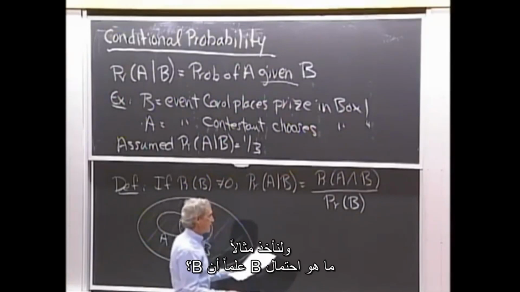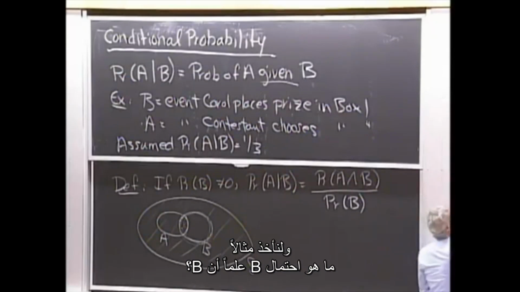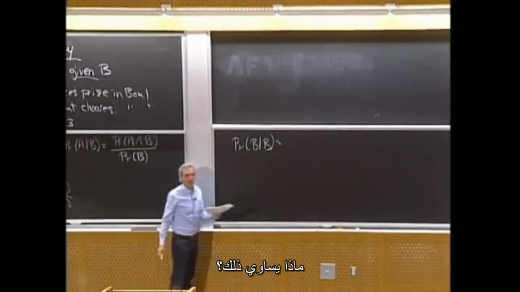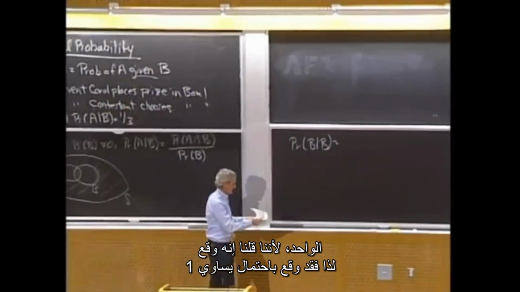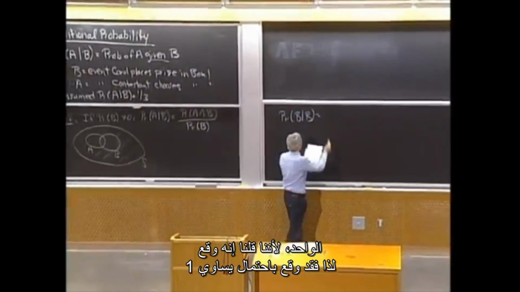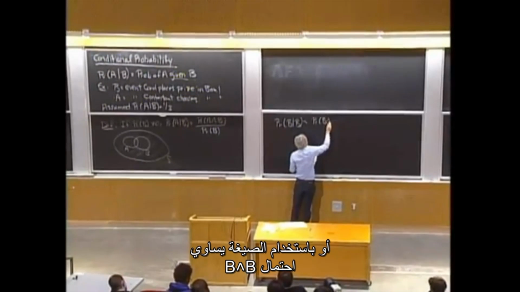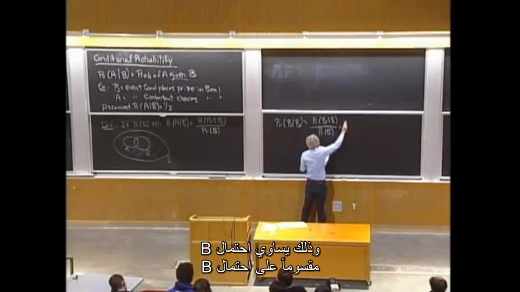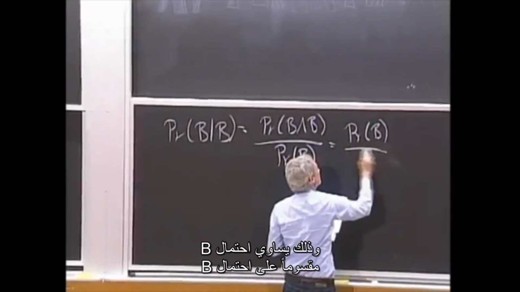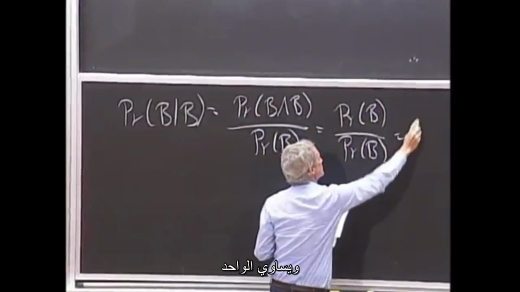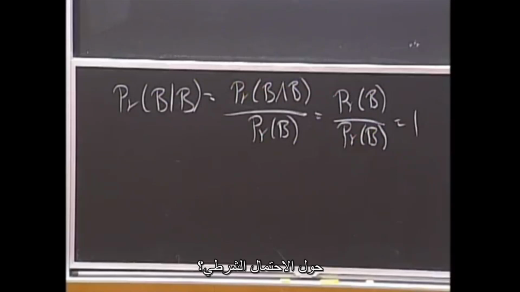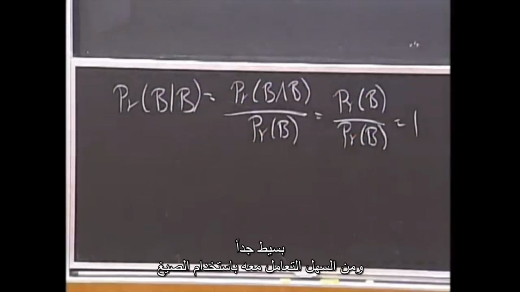All right, for example, then, what's the probability of B given B? What's that equal? 1. Because we said it happens, so it happens with probability 1. Or using the formula, that's just probability of B and B divided by probability of B, which equals the probability of B divided by the probability of B, which is 1. All right, any questions about the definition of the conditional probability? Very simple, and it's easy to work with using the formulas.